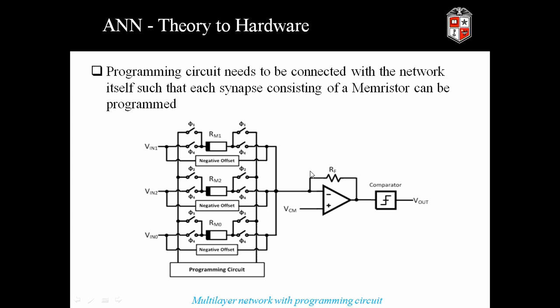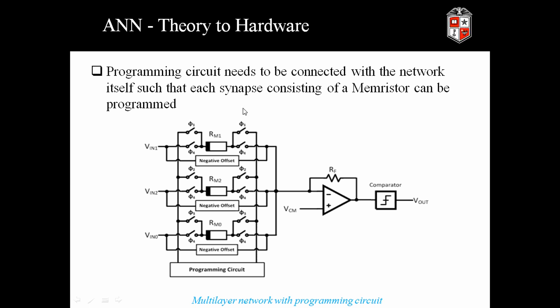So a multi-layer network can be considered as layers of single layer networks. Here we are showing an example of a three layer network which consists of three memristors, and we are going to use a programming circuit in order to program this layer network. That means it is a synapse.